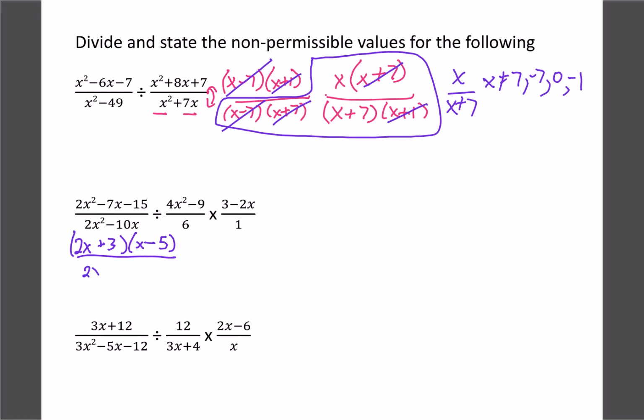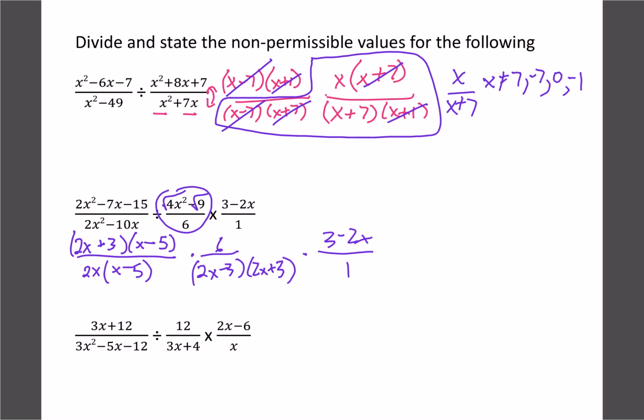On the bottom, we can take out a 2x, so that would give us x minus 5. The second fraction is a dividing, so let's flip that. So that'd be 6 over, and we can just sort of think of square rooting both of these. So you'd have 2x minus 3 and 2x plus 3. And our last one stays the same, so we have 3 minus 2x over 1.